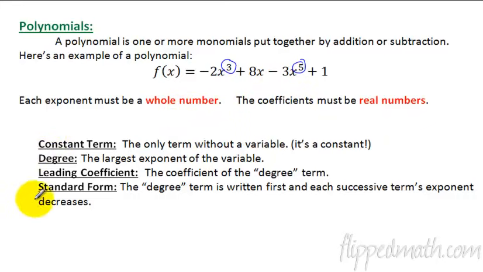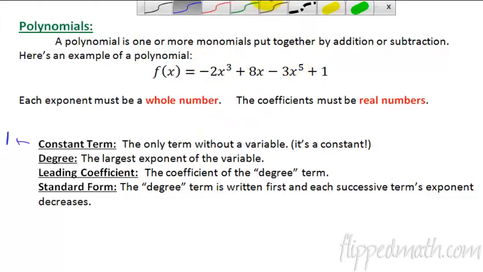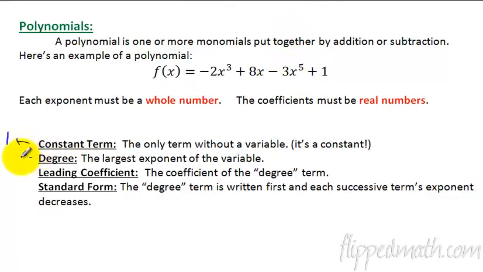So I have here a definition of all these things. You should probably know these already, but let's just write down from our example what each of these are. The constant term in this example would be the number 1 from up here. So there's our constant. The degree is the largest exponent of the variable. So you look at all the variables and you're looking for the largest exponent. And in this example, the largest exponent would be right here with a 5. So the degree of this is a 5.